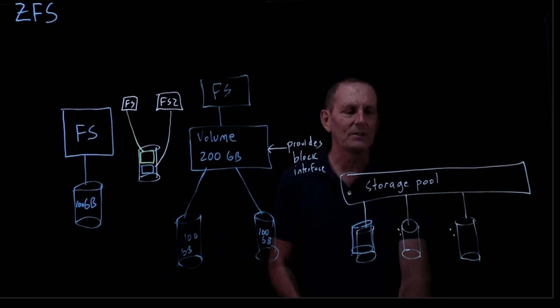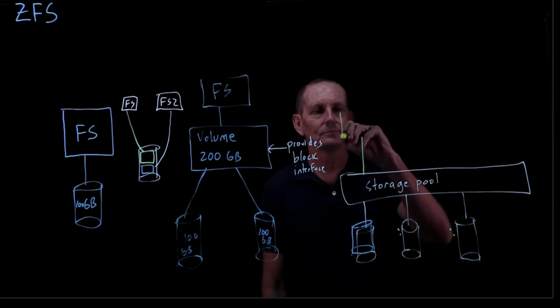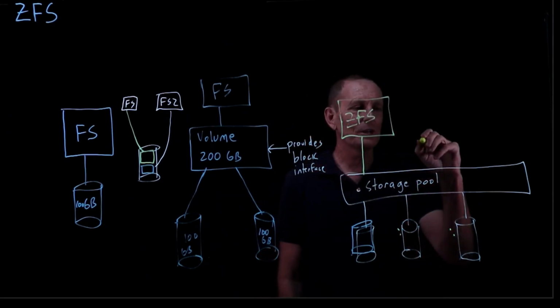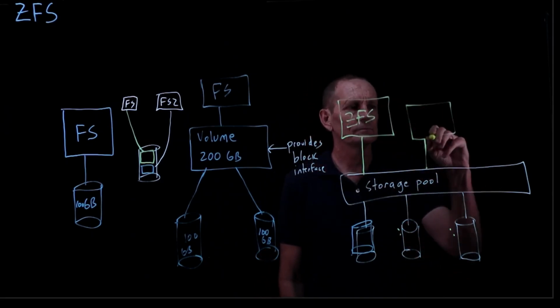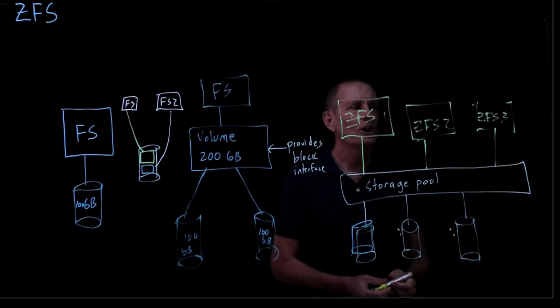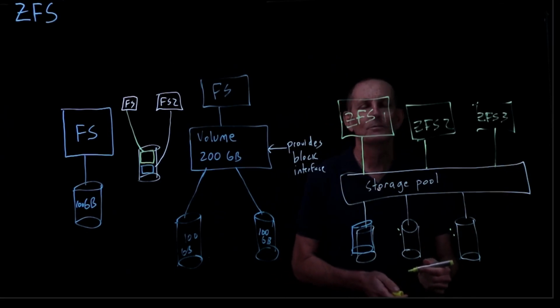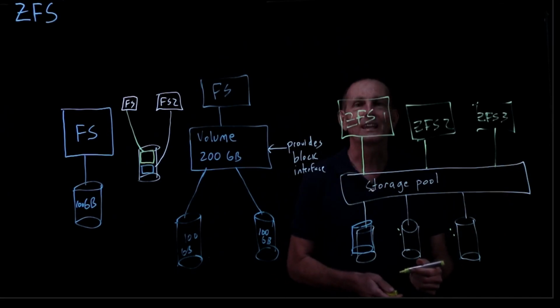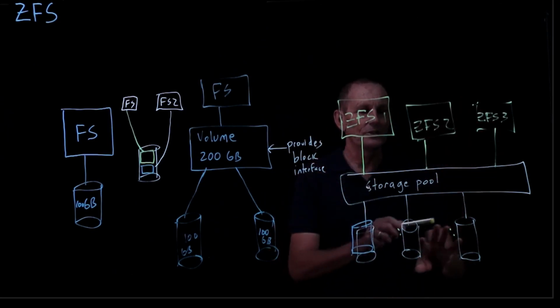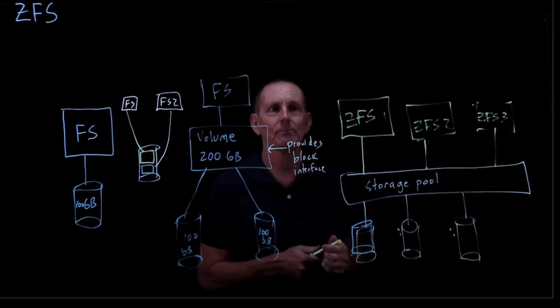Now, what happens on top of this storage pool? On top of this storage pool, we can create a file system. And we can create multiple file systems. The sizes of these file systems are not determined ahead of time, so they can shrink and grow as needed. All that really matters is the total amount of disk space is enough to satisfy all these file systems.